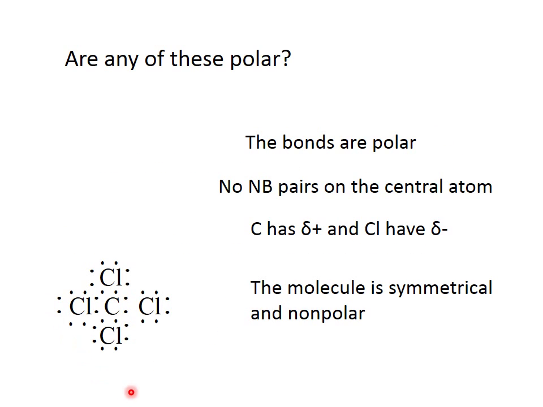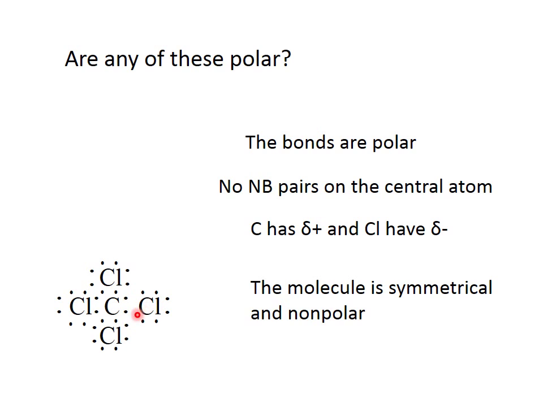Okay, is this molecule polar? The carbon-chlorine bond is a polar bond. 2.5 for the carbon, 2.5 for the chlorine. So carbon, because it has a lower electronegativity, gets a del positive, and the chlorine, because it has a higher number, gets a del negative.